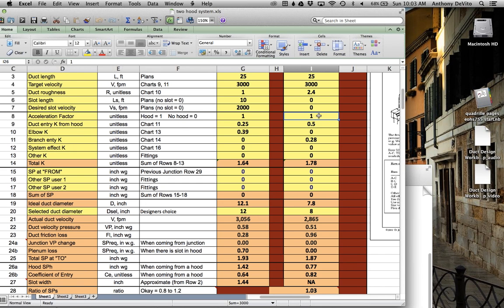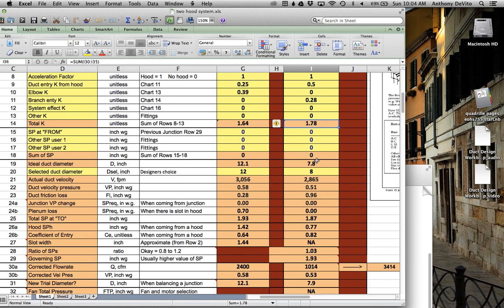Our acceleration factor is 1 because we're coming from a hood. Our duct entry factor, K, is 0.5. That we either get from chart 11 or we're given by the manufacturer. There's no elbow, so there's no factor in here for an elbow. But our branch entry effect, our K for our branch entry is 0.28. That's all taken in the branch, not in the main section, the section from the first hood. So that adds up to a K factor for this particular run from B to C of 1.78.